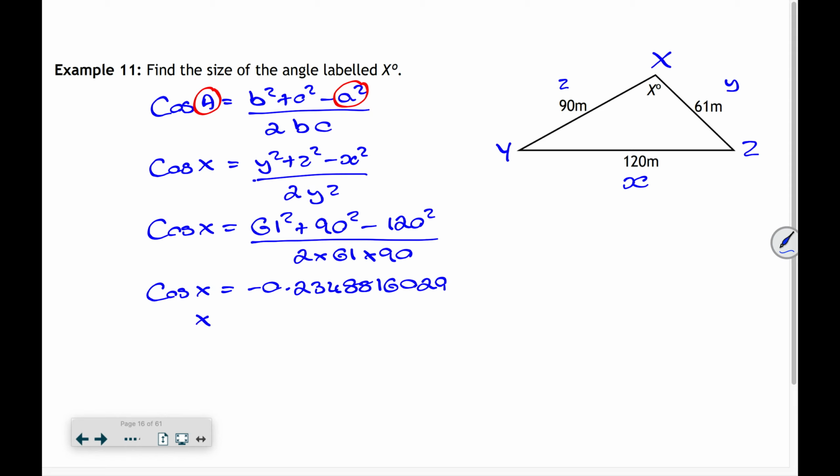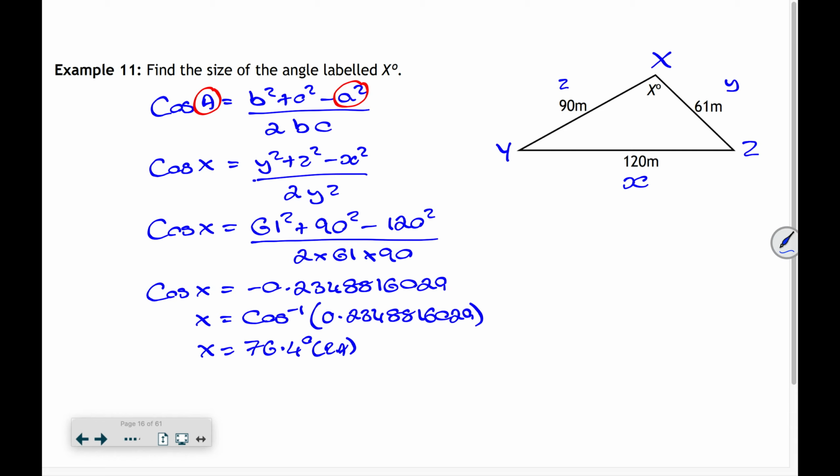So X is going to be cos to the minus 1. Remember, we always do it of the positive value. Cos to the minus 1 of positive 0.23488166029. So X is going to be 76.4 degrees, which is our related angle.